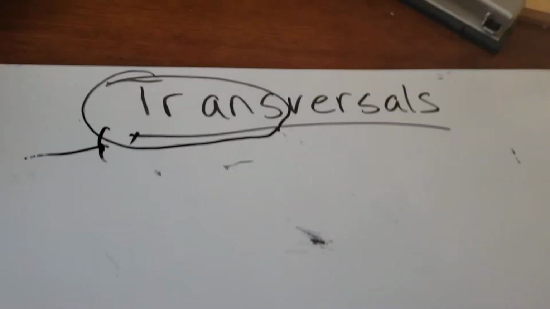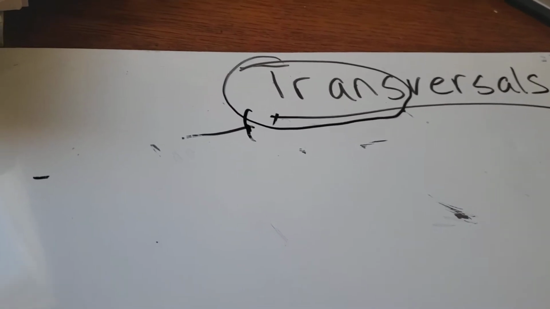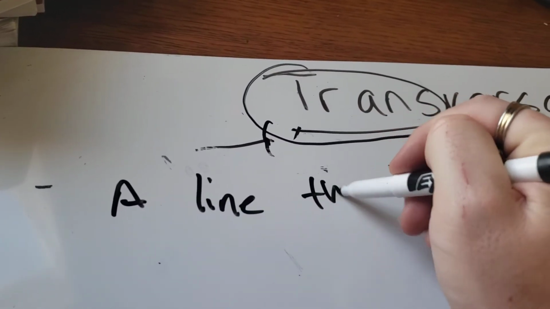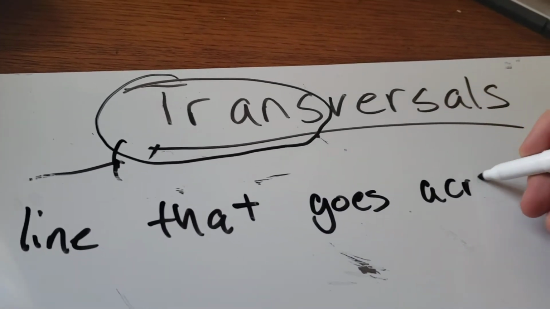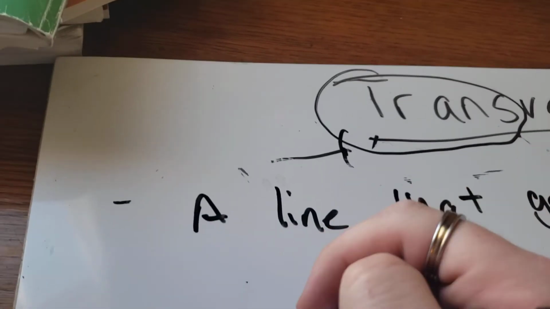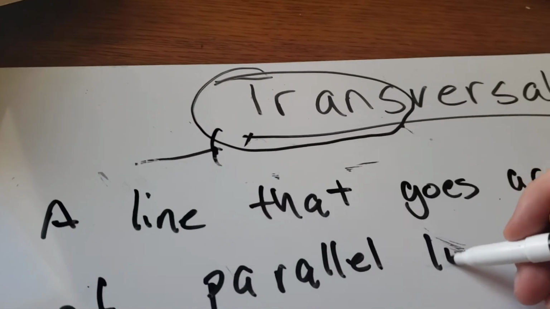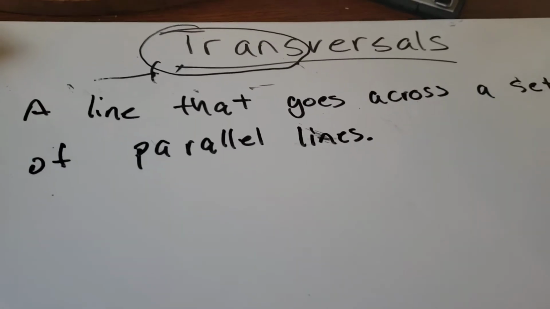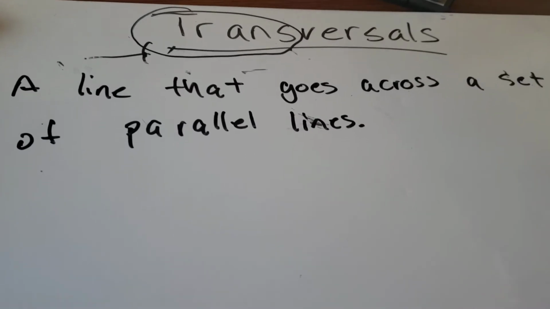So when we talk about a transversal, transversal is a fancy word for a line that goes across a set of parallel lines. So a transversal is a line that crosses two parallel lines. And when that happens, some very special angle relationships are formed.